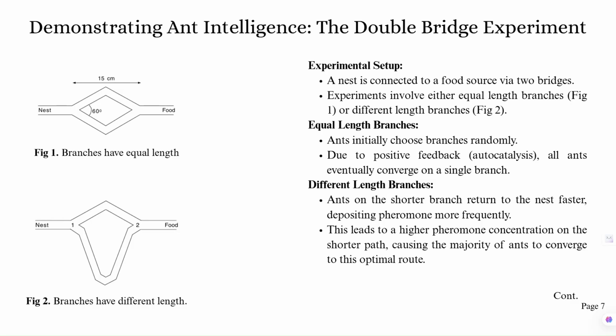Next we come to the different length branches. In this scenario, ants traveling on the shorter branch return to the nest more quickly. This faster return rate means they deposit pheromone more frequently on the shorter path.